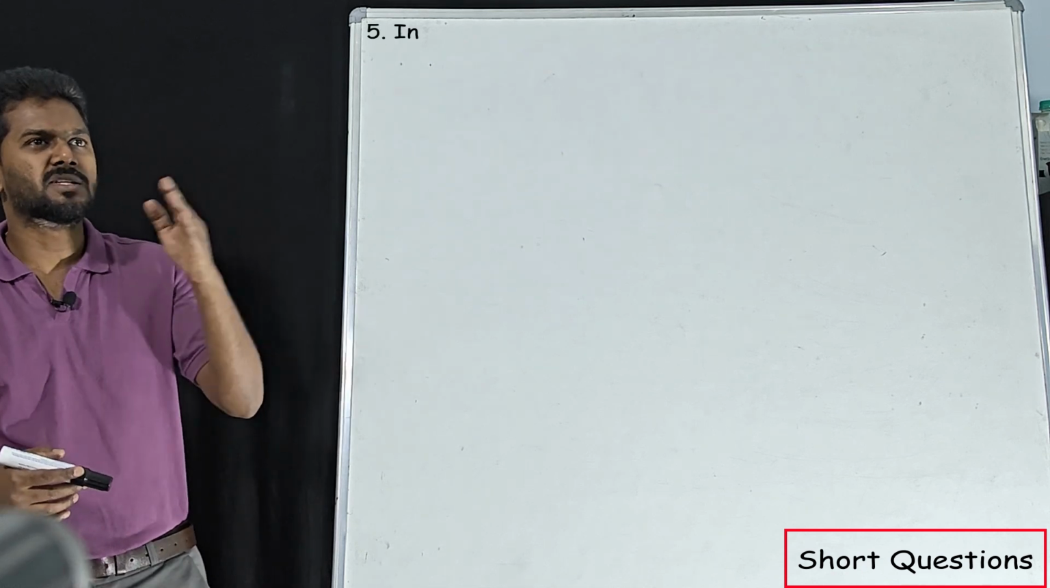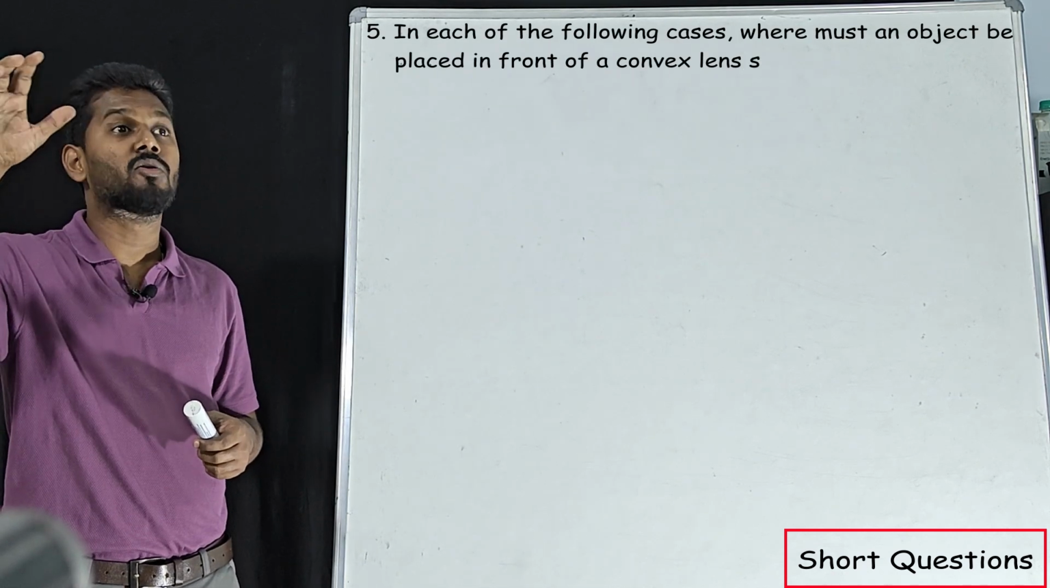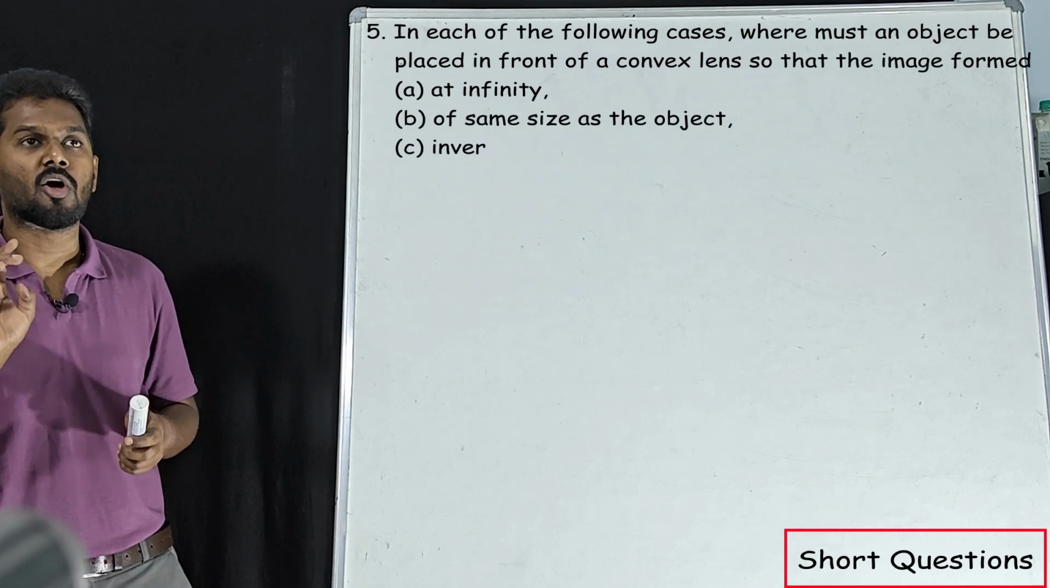Our next question: in each of the following cases, where must an object be placed in front of a convex lens so that the image formed is... See, it is clearly mentioned that it is a convex lens.